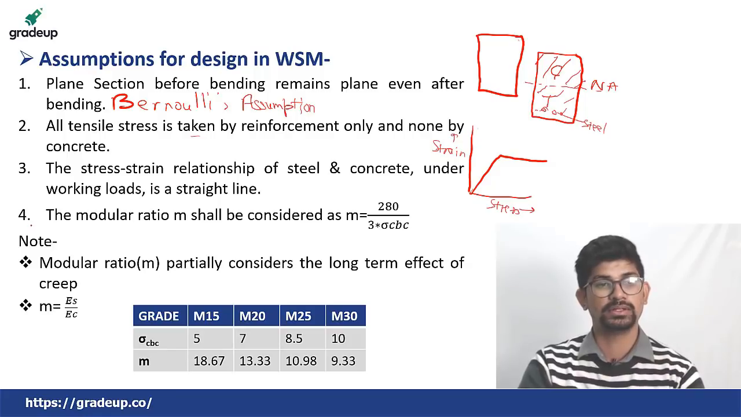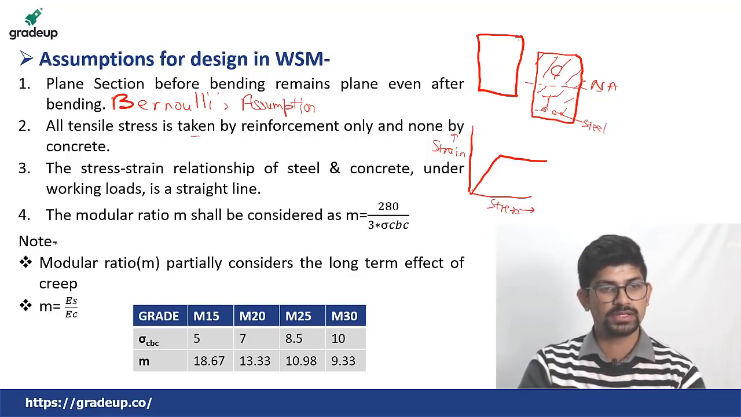Okay, so the final and the fourth assumption is the modular ratio m should be considered as m equals 280 by 3 sigma CBC. This is the stress coming in concrete in bending compression. So modular ratio is 280 by 3 sigma CBC.